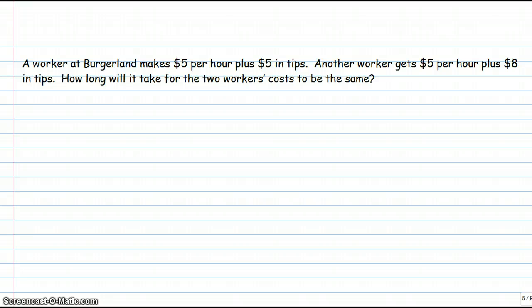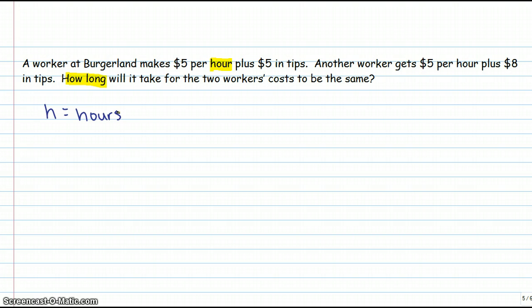A worker at Burgerland makes $5 per hour plus $5 in tips. Another worker gets $5 per hour plus $8 in tips. How long will it take for the 2 workers' costs to be the same? Alright, so the question is how long? In other words, how many hours? Because our problem is in hours. So H is our hours.